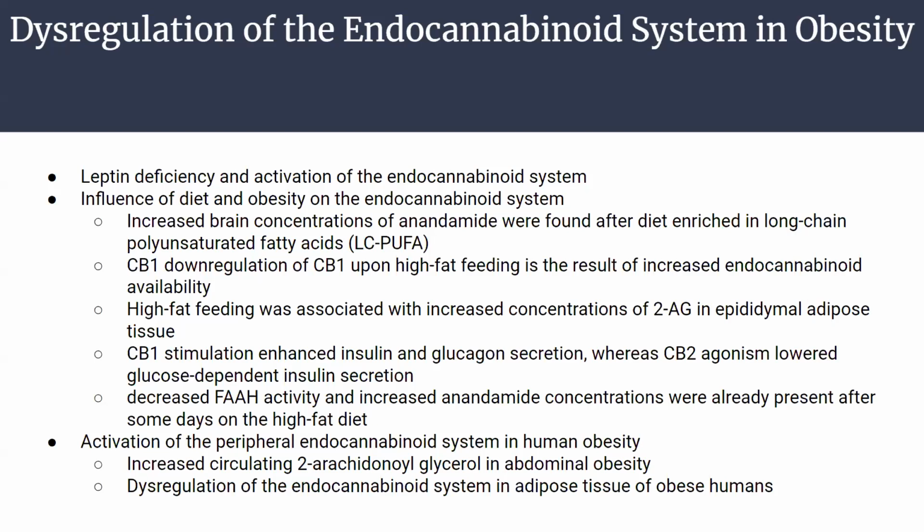Okay, and this CB1 stimulation causes enhanced insulin and glucagon secretion, whereas CB2 agonism lowered the glucose dependent insulin secretion. Again, this also is affected by food intake, right? So all these things were researched, and it was found that if you include high fats in your diet, like the traditional Indian foods, where they used to add ghee in almost everything.